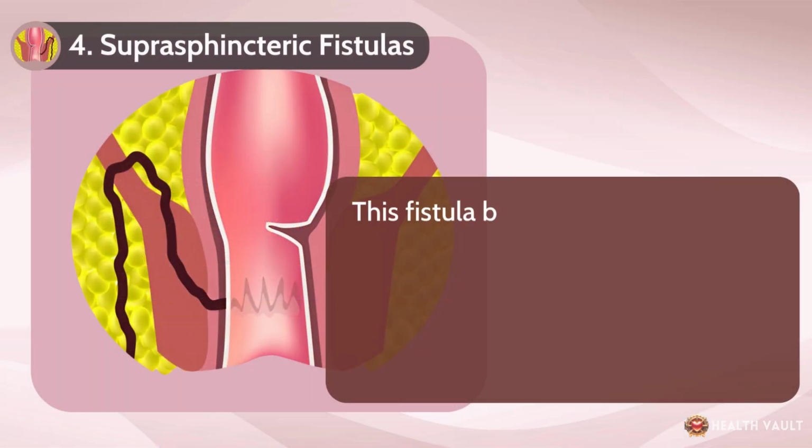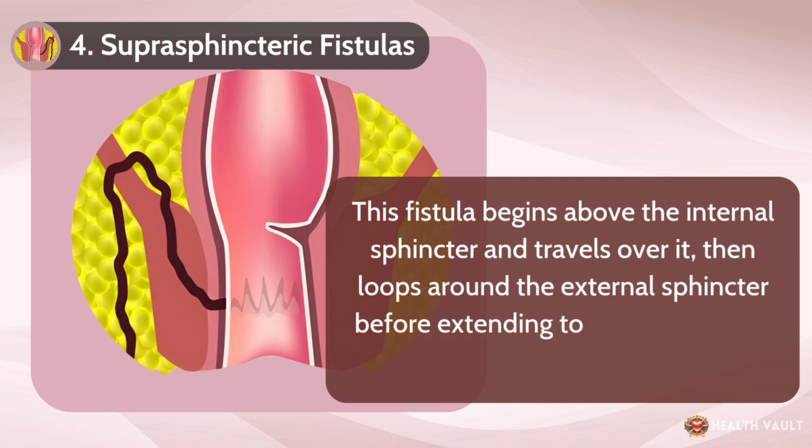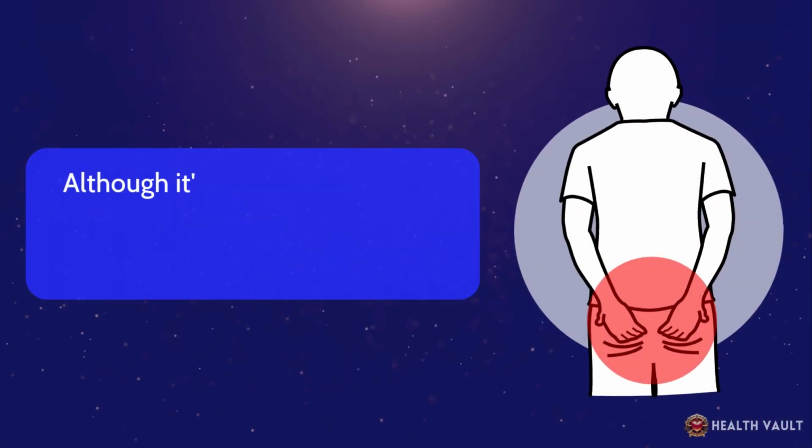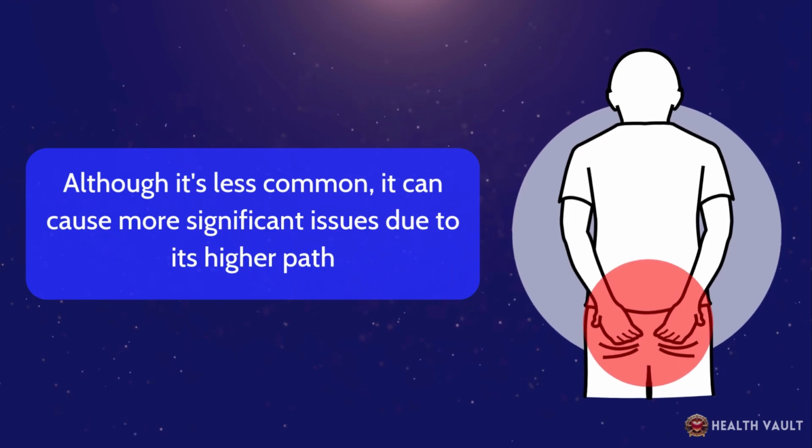Number 4. Suprasphincteric fistulas. This fistula begins above the internal sphincter and travels over it, then loops around the external sphincter before extending to the outside skin near the anus. Although it's less common, it can cause more significant issues due to its higher path.